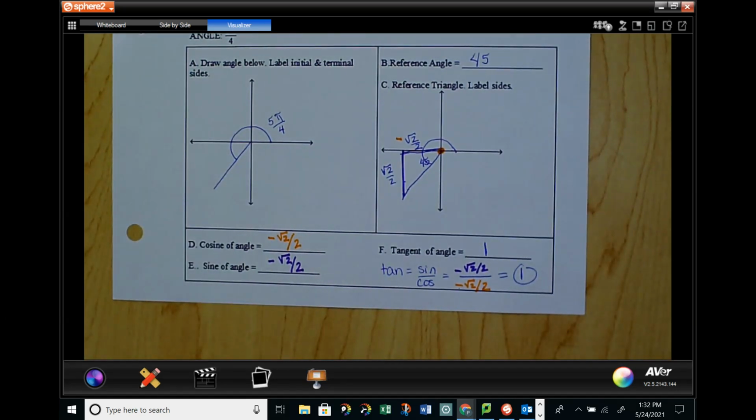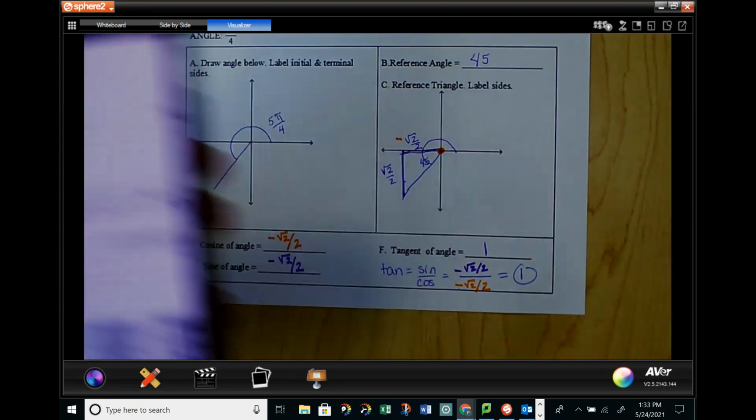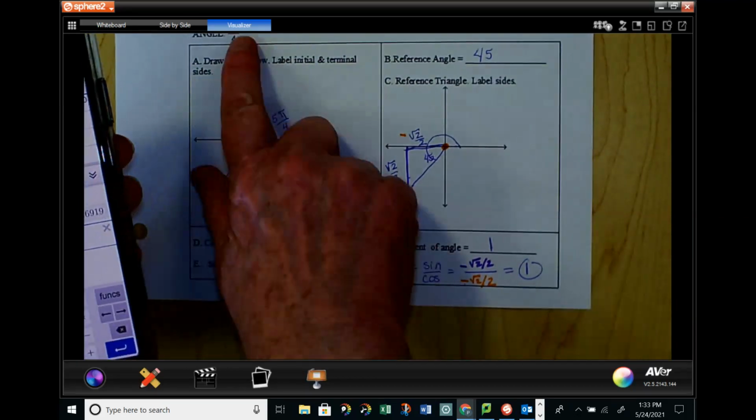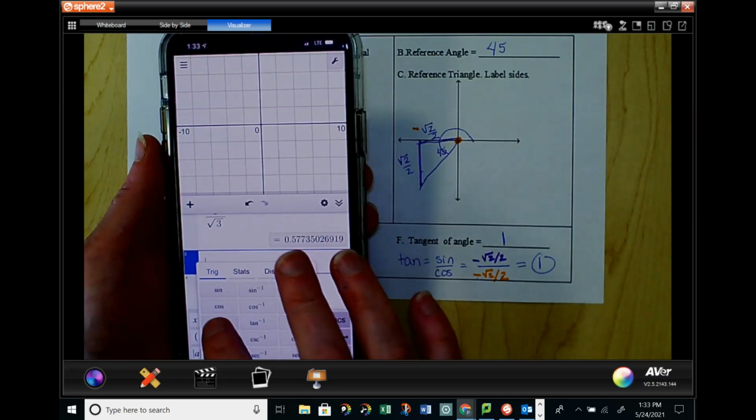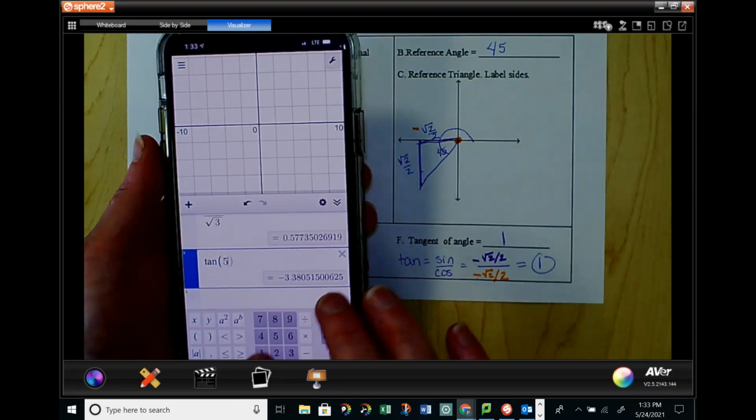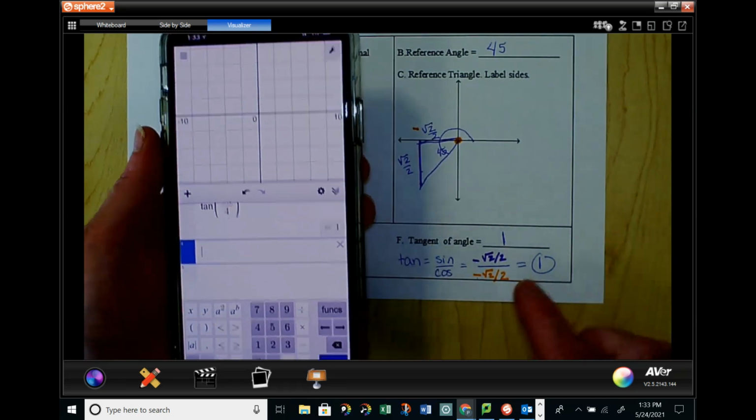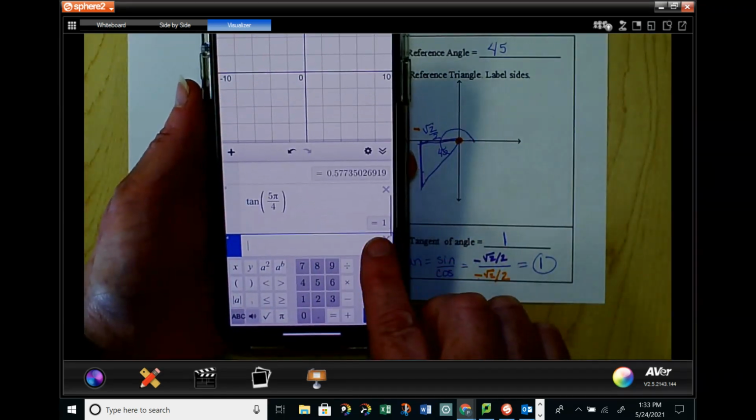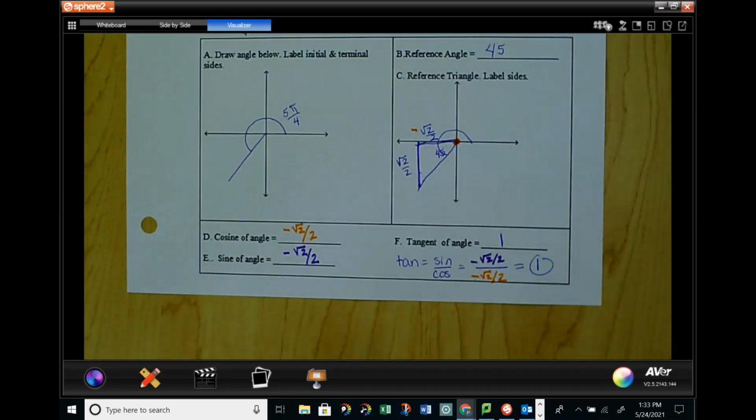And again, we can type that in to our friend Desmos. We can type this into Desmos, and make sure that you're in radian mode. So again, I'm in radian mode. So we're just going to type in tangent of 5 pi over 4. So I'm going to go to tan 5 pi and then divide by 4. And I got my answer to be 1. And that's what I wanted. So that worked out.